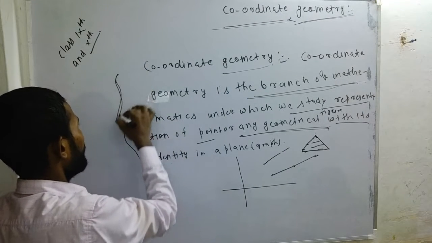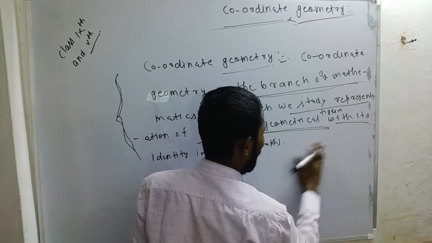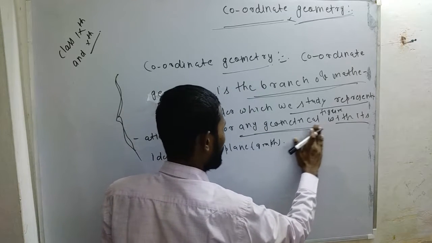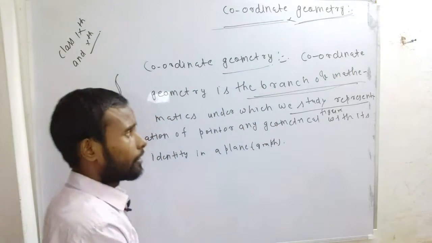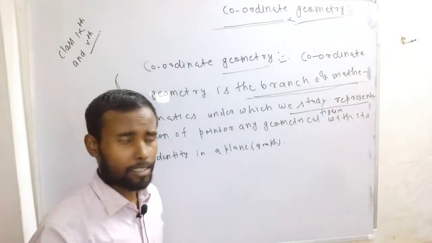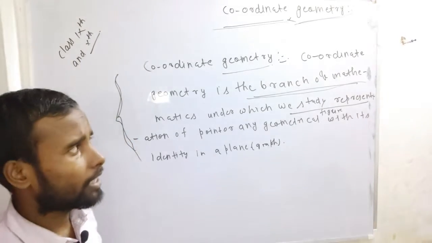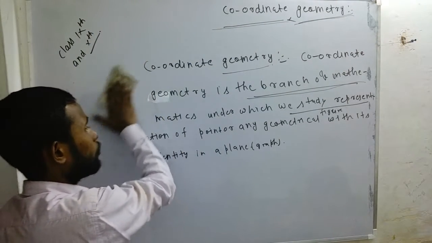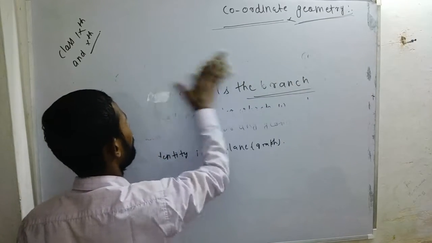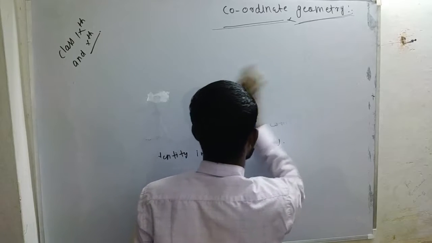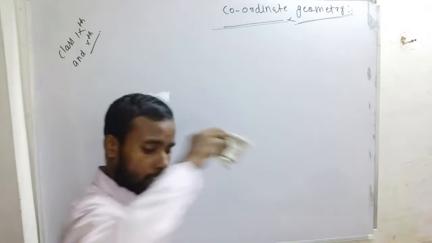Now we describe the concept of coordinate geometry. What is the importance of coordinate geometry and why do we study it? Before describing this concept, we take some examples by which we understand what coordinate geometry is and why we study it. There is a very simple example.